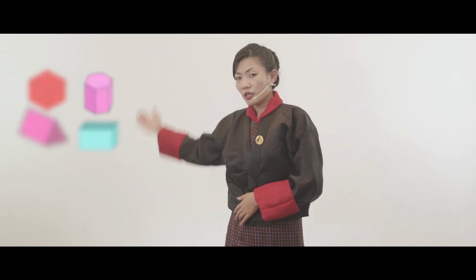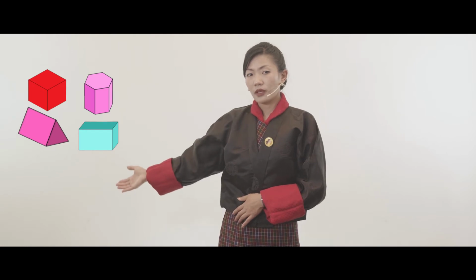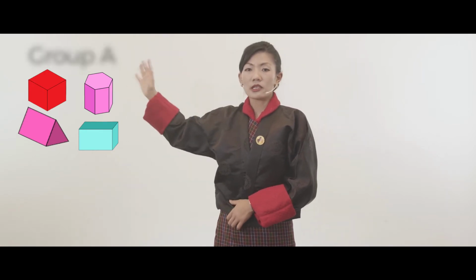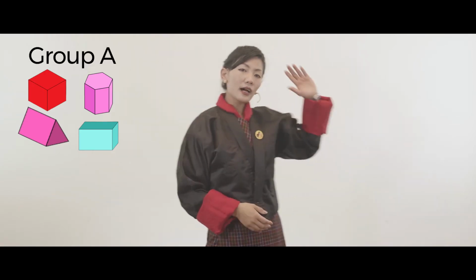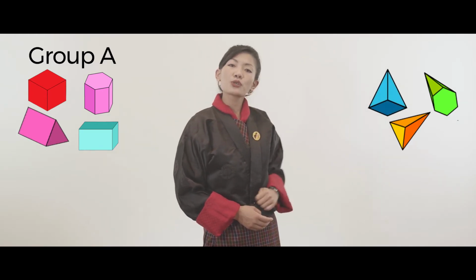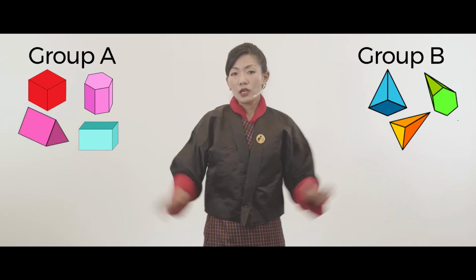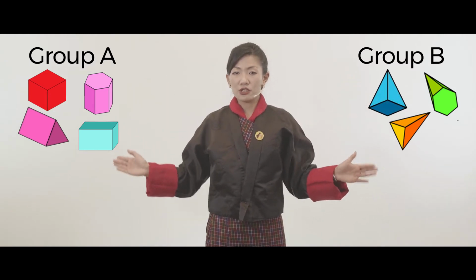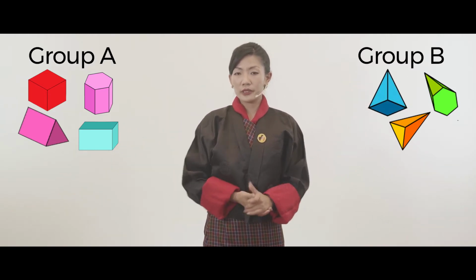Okay? Alright children, now before we learn about other 3D shapes, let me show you something here. Please take a look at these shapes here. This is group A. Now take a look at these shapes here. This is group B. Look at the two groups of these shapes. What do you notice?